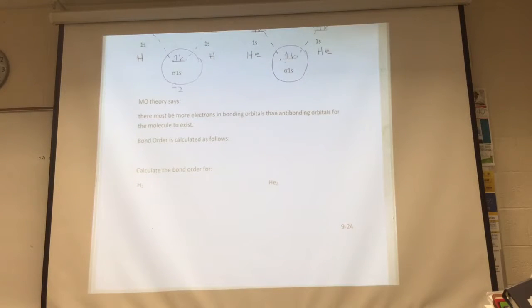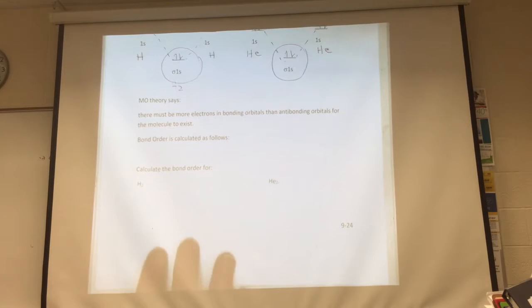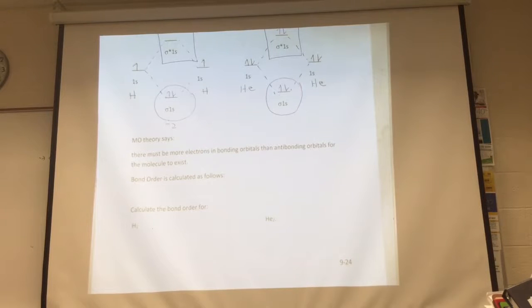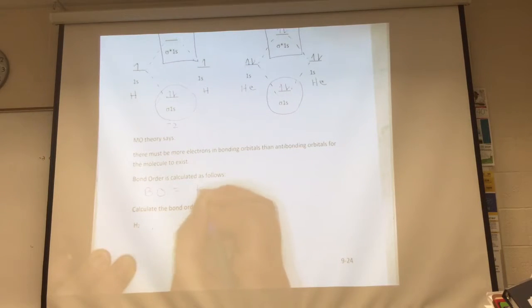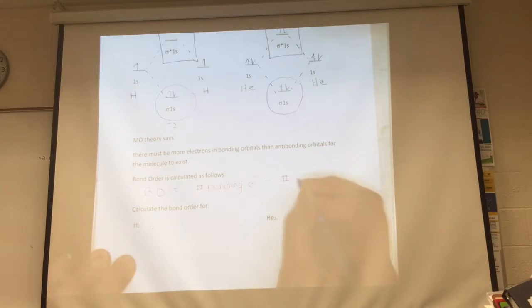Now, we also have talked about bond order, single, double, triple bonds, bond order of 1, 2, and 3 in the other theories. We can calculate bond order in MO theory as well. We do this a little bit differently. Bond order is equal to the number of bonding electrons minus the number of anti-bonding electrons divided by 2.